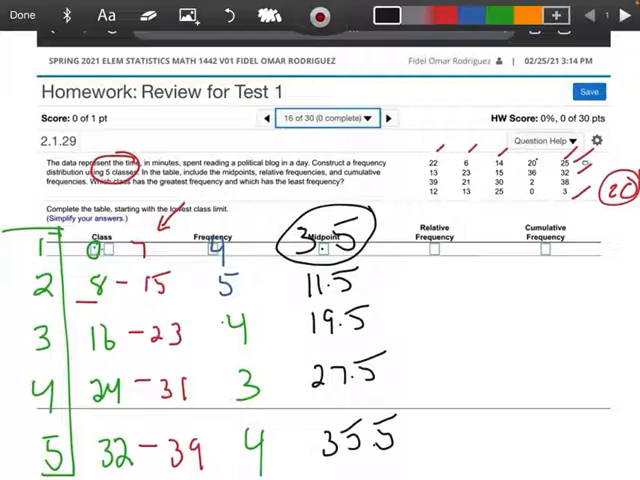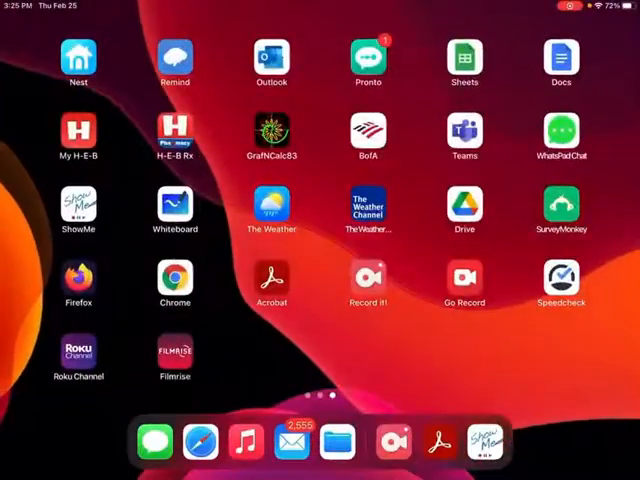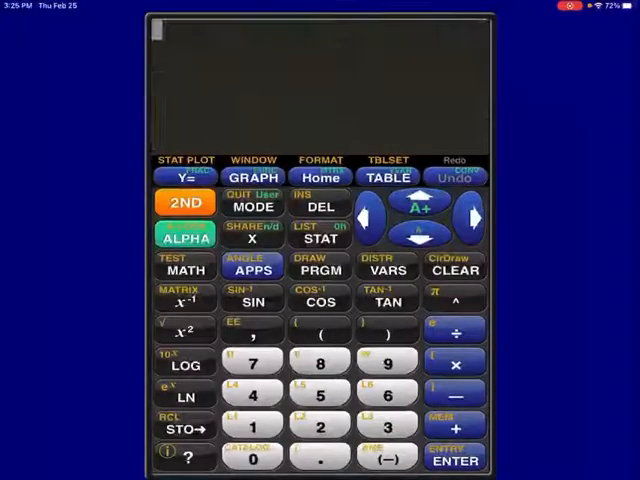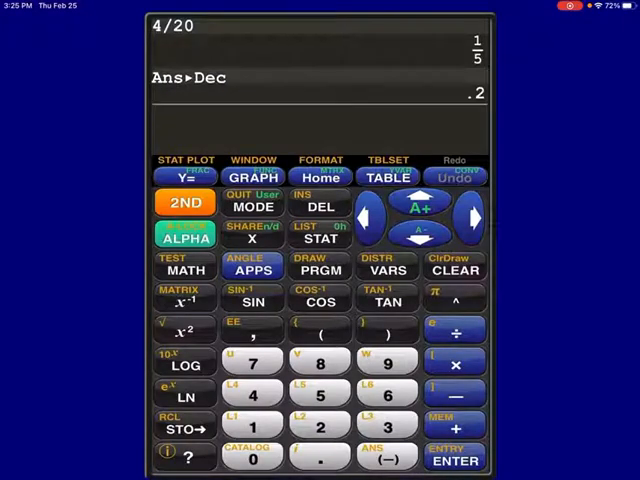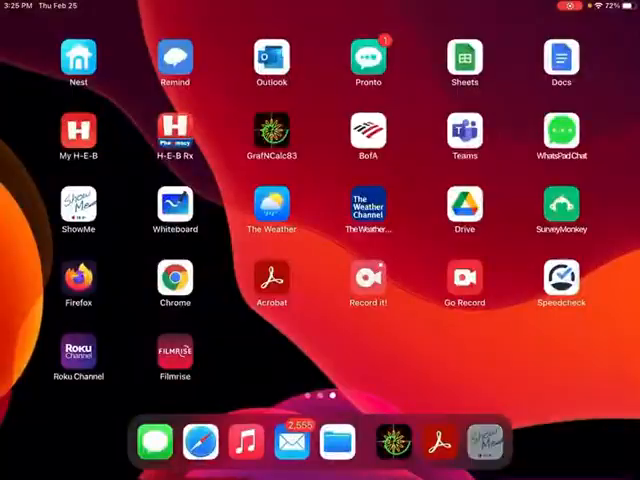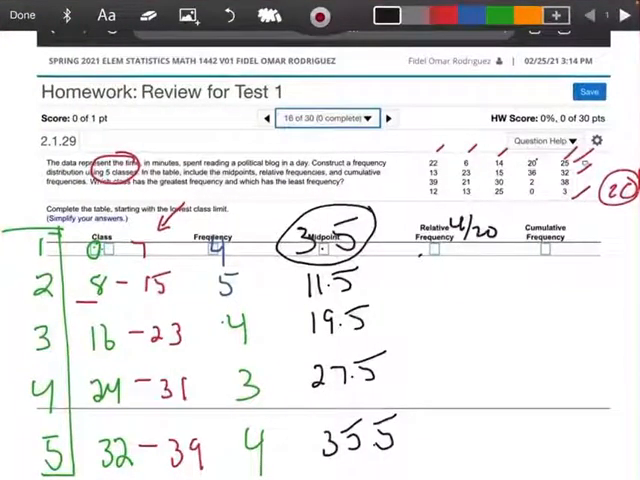The relative frequency is going to be the frequency divided by the total. So the first one is going to be 4 over 20. We're going to write that as a decimal. Let me get my calculator. 4 divided by 20, let me change it to a decimal, should be 0.2. There we go. Okay, so this is going to be 0.2.